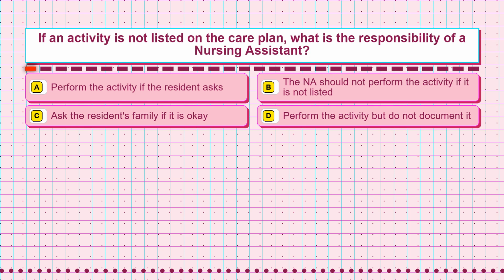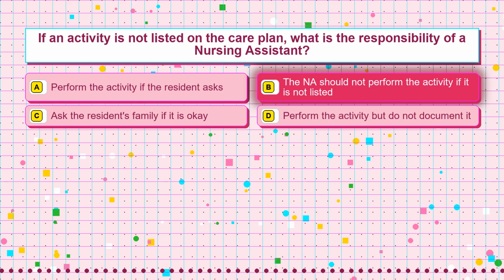Question 1. If an activity is not listed on the care plan, what is the responsibility of a nursing assistant? Option A. Perform the activity if the resident asks. Option B. The NA should not perform the activity if it is not listed. Option C. Ask the resident's family if it is okay. Option D. Perform the activity but do not document it.